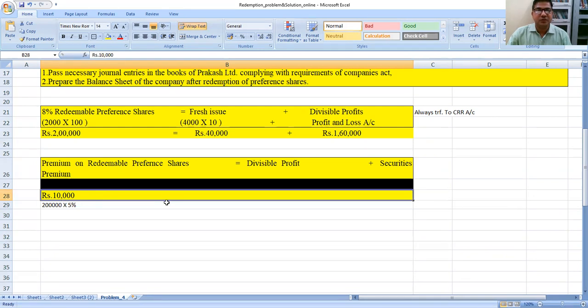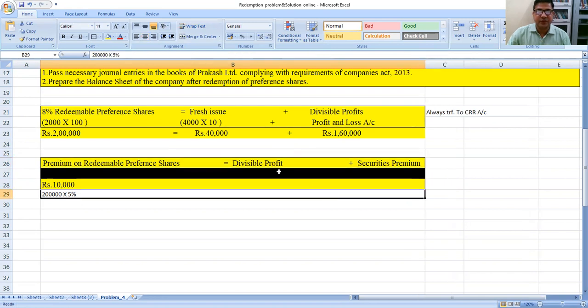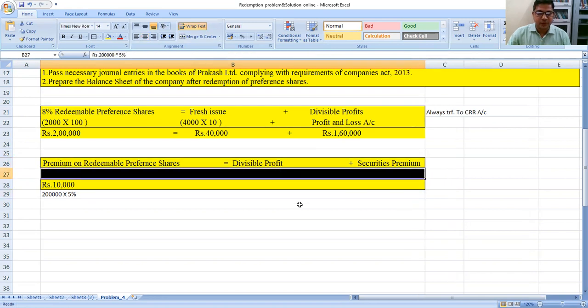आता हे 10,000 कुठून आणायचे? Again we can use divisible profit or securities premium. We can use the securities premium also. So these things you should keep in mind. We can use divisible profit and securities premium. But again we have to consider profit and loss account balance.